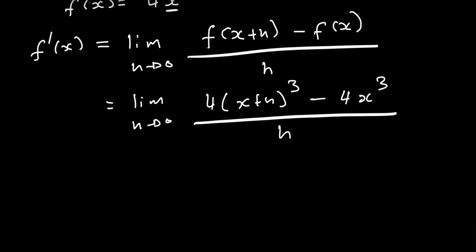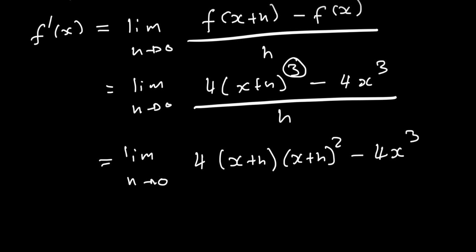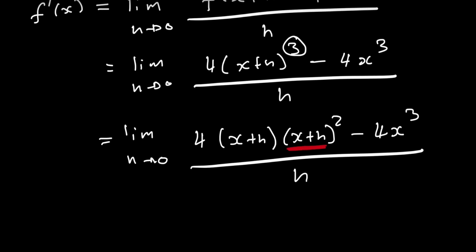With this being said, we have to simplify, because we can't directly substitute h as 0 since we are going to get an undefined. So therefore, we say the limit as h approaches 0. Remember, if this is cubed, that means you open 3 brackets. So we're going to have 4 into x plus h into x plus h squared, then minus 4x cubed, all divided by h. The reason I'm making this x squared is that I can easily simplify without going an extra mile.